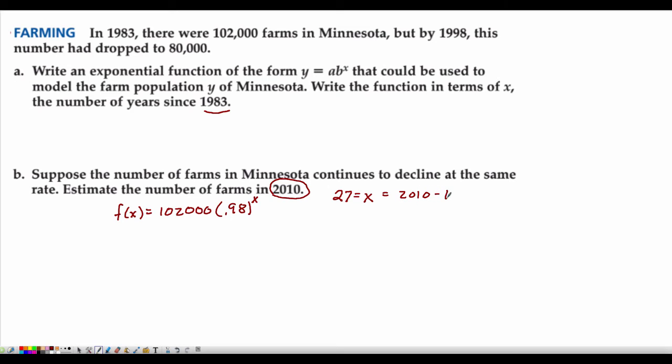So I'll rewrite my function and try to solve for f of x, what it was in 2010. So we have 102,000 times 0.98, and it should be to the 27th, and I think I wrote to the 15th. Yeah, I wrote it to the 15th. Should be to the 27th. But the answer here is correct. It's 59,115.